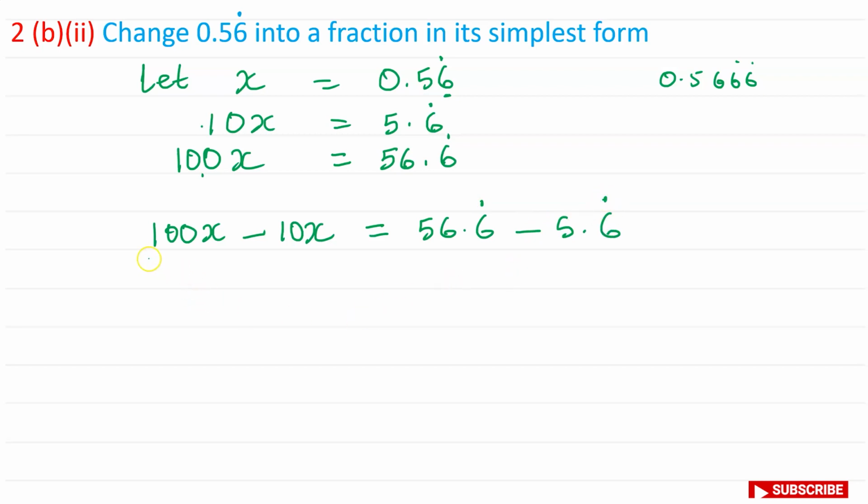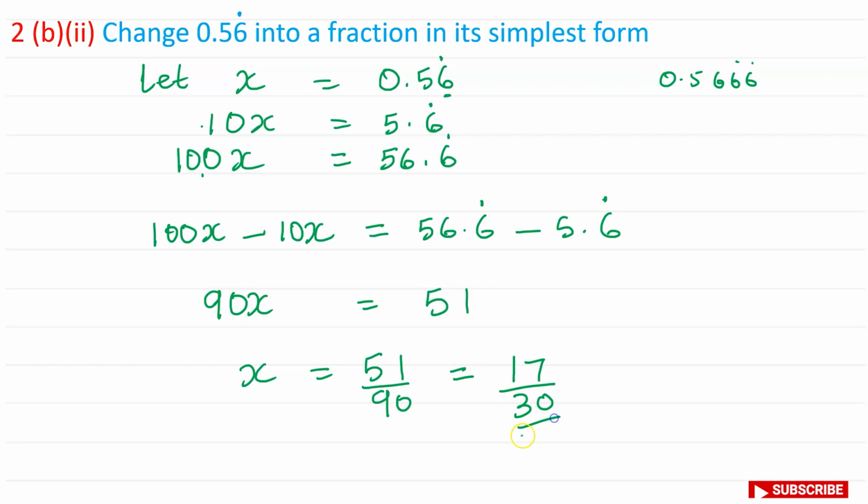So if you subtract this, you will get 90x equals to, what will happen here? The 0.6 recurring will go, and then you'll have 56 take away 5, which is going to be 51. So therefore, x is going to be equal to 51 over 90. And if you simplify this, they are both divisible by 3. So you will get 17 as the numerator and 30 as the denominator. So x is equal to 17 over 30.